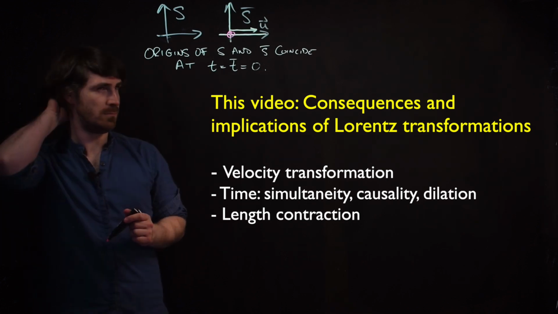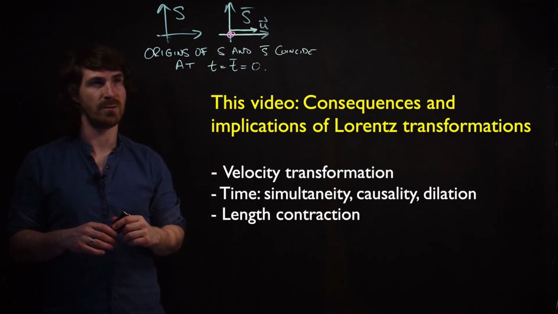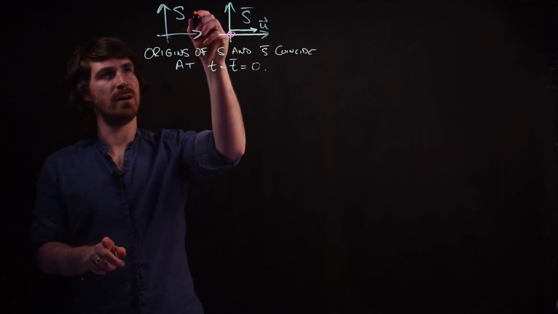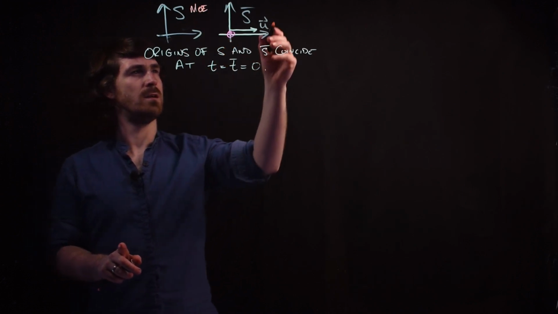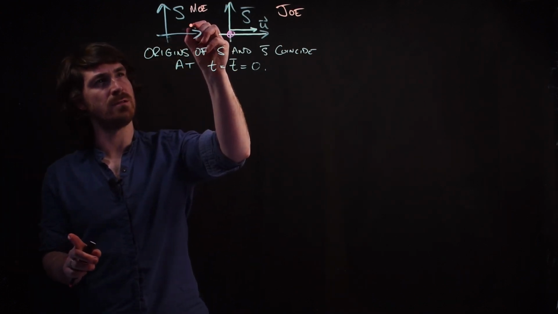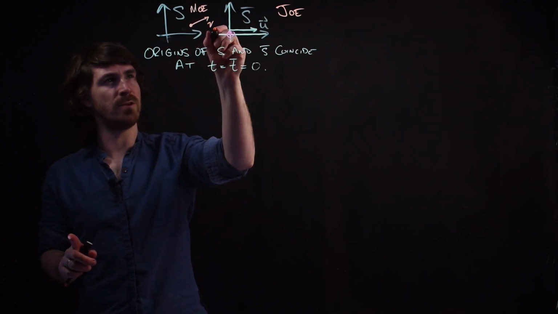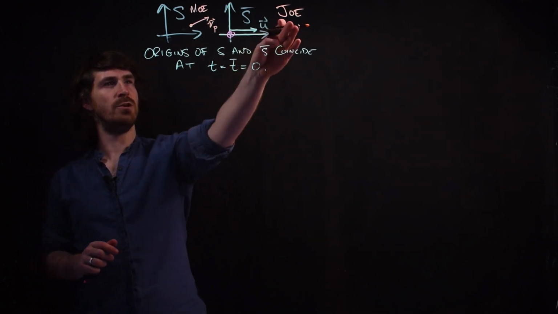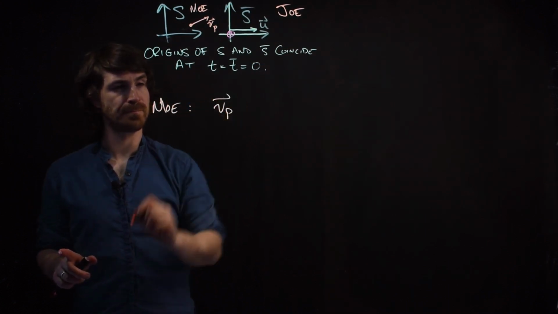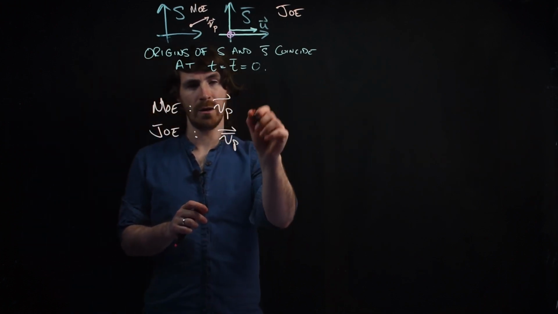Let's first think about a situation in which we're thinking about the velocities of an object as observed by observers in different reference frames. So let's think about two frames, S and S bar, and let's have someone called Mo in S and someone called Joe in S bar. Let's think about some particle moving through space with some velocity. To Mo, who lives in frame S, the particle has velocity vp. And to Joe, the particle has velocity vp bar. The question is, how are these related?